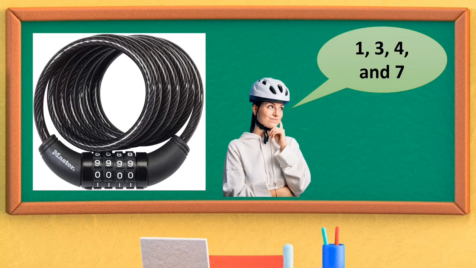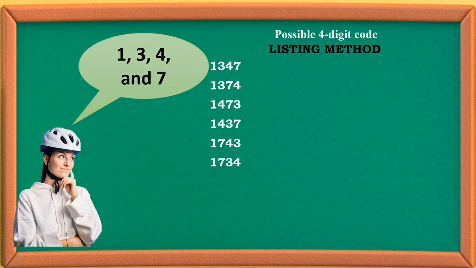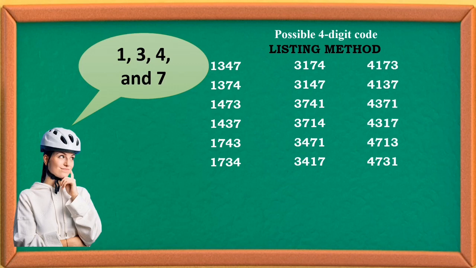So this is an example of a combination lock. Now, how many possible 4-digit codes are there using 1, 3, 4, 7 if repetition is not allowed? When we say repetition is not allowed, in every code, there will be no digits that are alike or the same. These are all the possible 4-digit codes using the digits 1, 3, 4, and 7 using the listing method. When we say listing method, you are going to write or list all possible 4-digit codes using the given digits. As you can see in these codes, since repetition is not allowed, there are no digits that are repeated or alike.